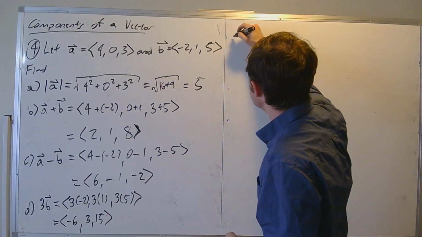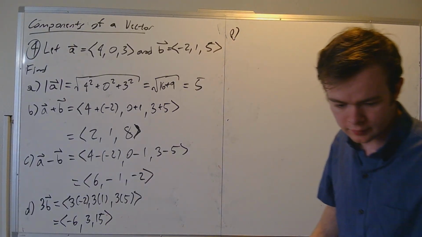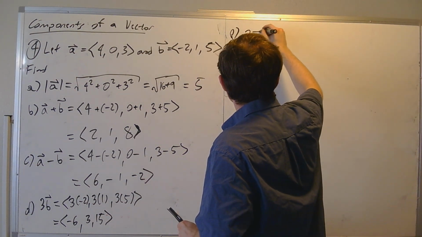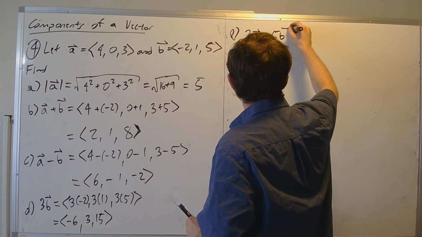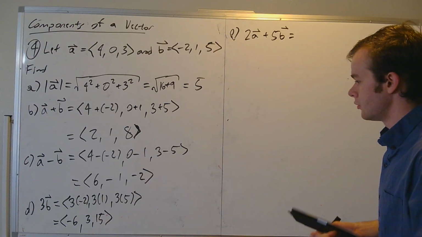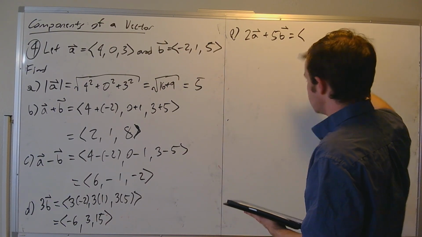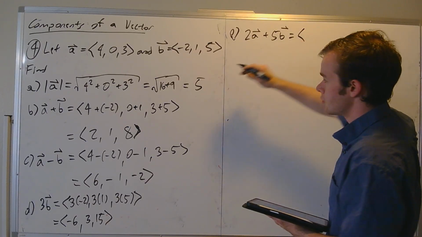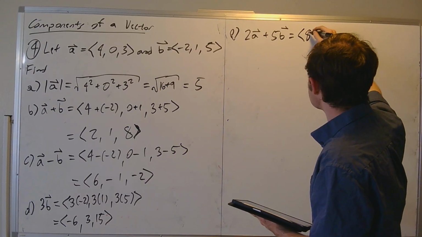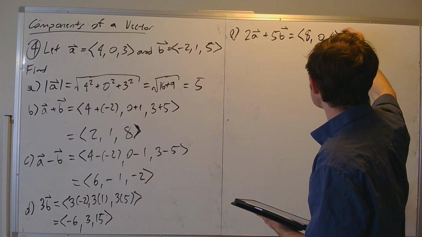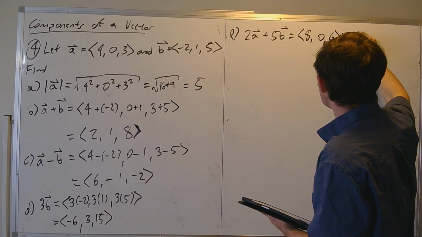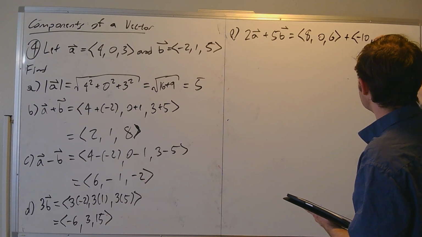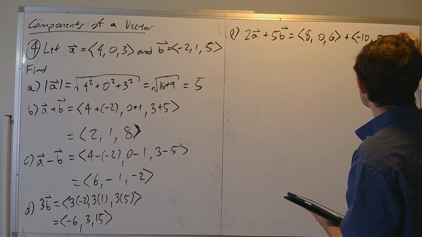So part E is just going to say we're going to have 2A plus 5B. Right, so we just want to write down what this is. Let's first write down what 2 times A looks like. So 2 times A, we just multiply all the components by 2. So we're going to get 8, 0, and 6, plus, now we write down 5 times B, so we multiply every component by 5. We're going to get negative 10, 5, and 25.